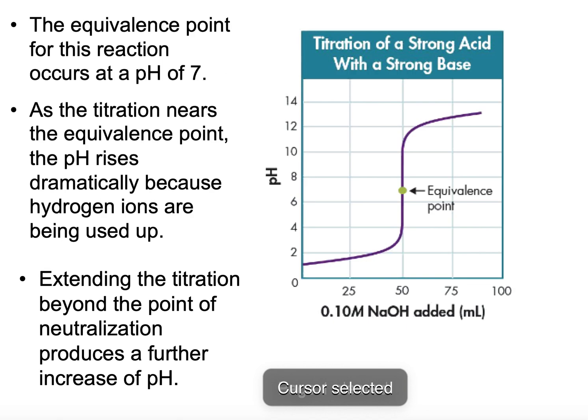So the equivalence point for this reaction occurs at 7, which it shows here. And as the titration nears the equivalence point, the pH rises dramatically because hydrogen ions are being used up. So extending the titration beyond the point of neutralization produces a further increase of pH. And if we're going to go past a pH of 7, we know we now have a basic solution.